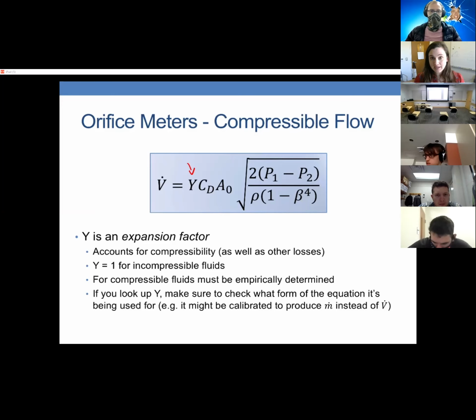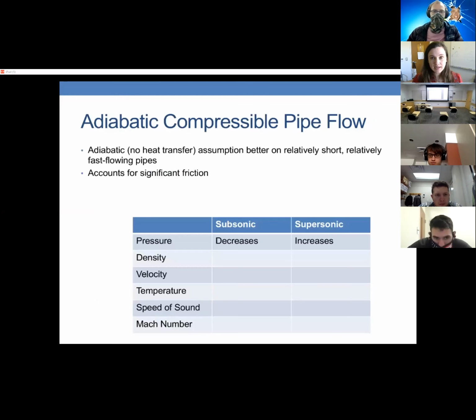Okay. So now we're going to look at a very specific flow situation. As I said, there's different situations depending, and you can derive different equations depending on the assumptions you make. You can assume for quite long flow with relatively lowish velocity, usually better to assume it's isothermal. We're going to talk about adiabatic flow. So adiabatic flow means no heat transfer.